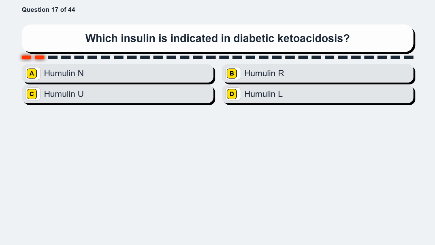Question 17. Which insulin is indicated in diabetic ketoacidosis? Option A, Humulin N. Option B, Humulin R. Option C, Humulin U. Option D, Humulin L.